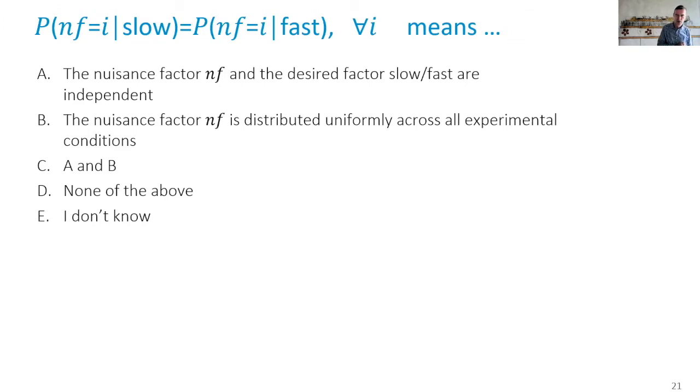Now, the methodology question: what does it mean, in fact, to make the weights equal? Here I'm saying the probability that NF is equal to i given slow. That means the probability that the hidden factor takes the value i, given that some other factor, which is the speed, takes the value slow. That must be equal to the probability that the hidden factor takes the value i, given that the other value of the speed is fast. I propose some interpretations of this, and I would like to ask you, what do you think? Which interpretation, if any, is correct?